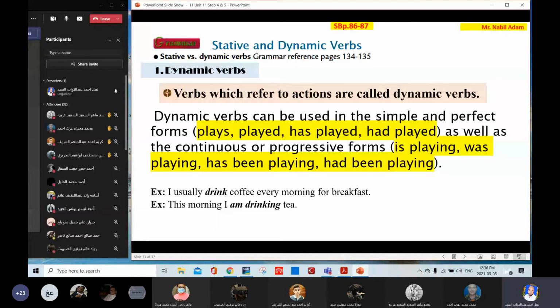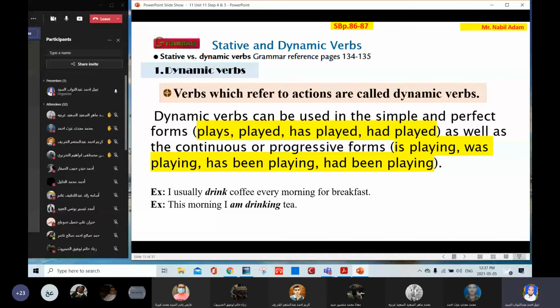I can say, I play football. He plays football. He played. He has played. They had played. Is playing. Was playing. Has been playing. So dynamic verbs are verbs that show actions and can be used in different tenses. They can be used in the simple form, the perfect form, or the continuous or progressive form.